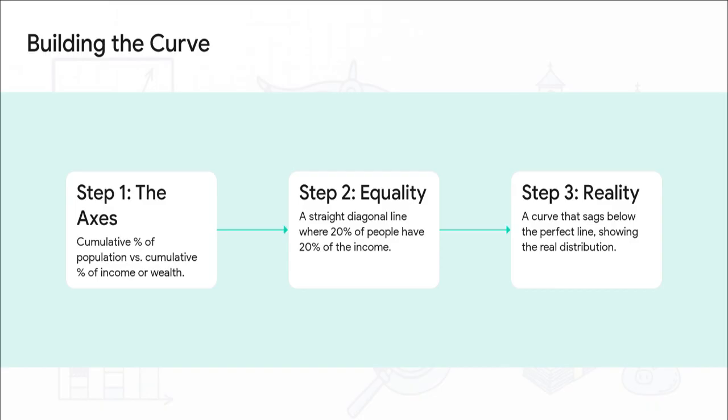First, picture a graph. Along the bottom, you line up every single person in a country, from poorest to richest. And up the side, you track the total share of income. Now, if everything were perfectly equal, a total fantasy world, right? The graph would be a perfectly straight diagonal line. The poorest 20% of people would have exactly 20% of the money. But in the real world, well, the actual distribution is a curve that sags way below that perfect line. That sag shows you that the poorest slice of the population holds a much, much smaller slice of the pie.